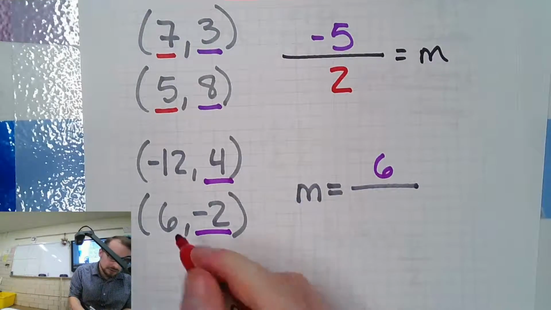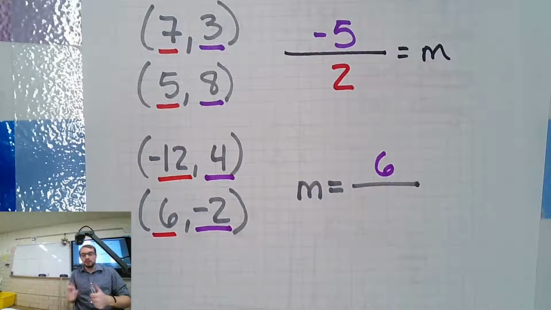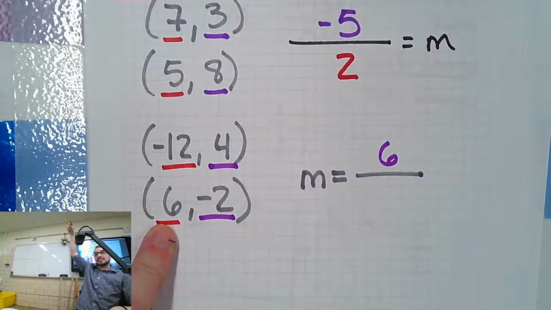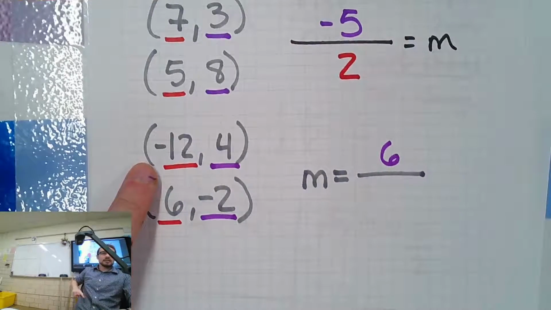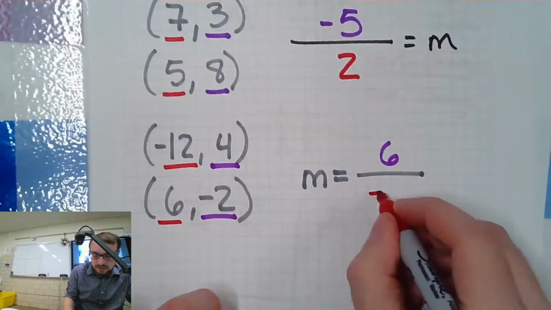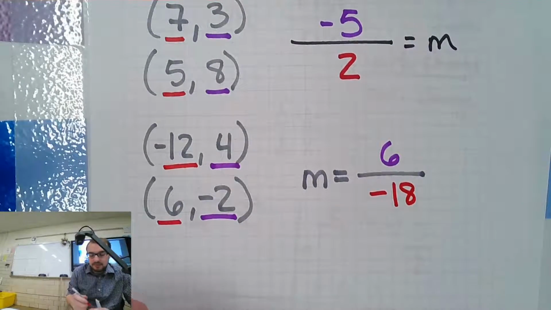The x values, we started at 6 and we're ending up at negative 12. What do we do? Well, we subtract 6 to get to 0. And then how much more to get to negative 12? So we subtract 6 and then subtract 12. That's the same as just subtracting 18. Is there a way to simplify the slope?